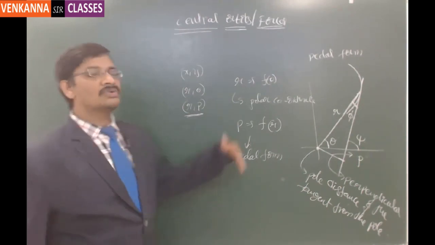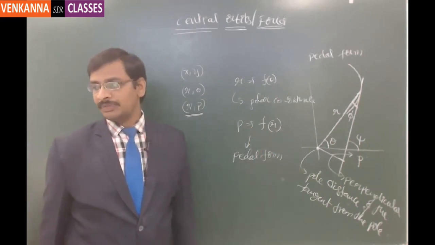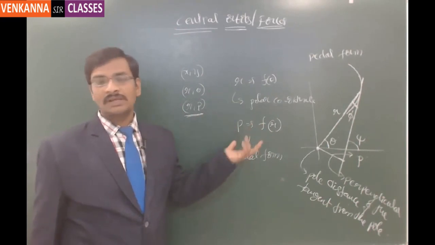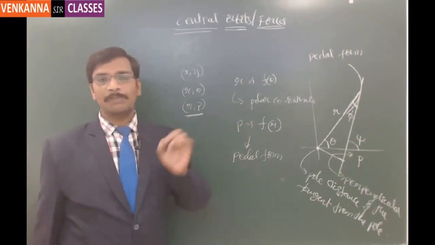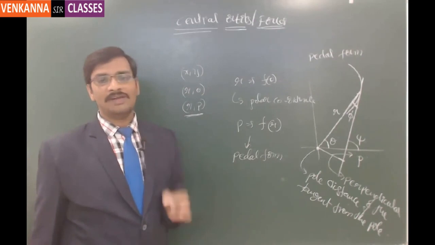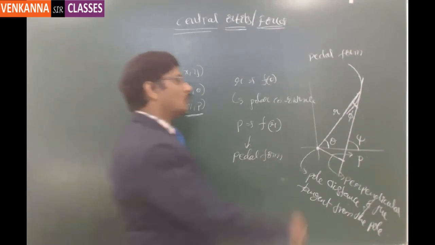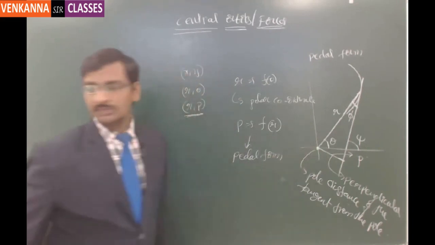But we are going to use certain relations based on this pedal. Those relations I am going to derive first, and then we will derive the central orbit equation in the pedal form and the peripheral velocity in the form of the pedal. These are the things we are going to do. I hope you understood what a pedal form is. Got it?